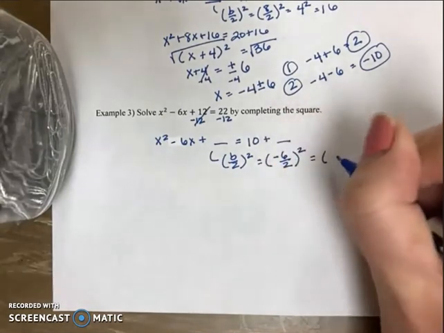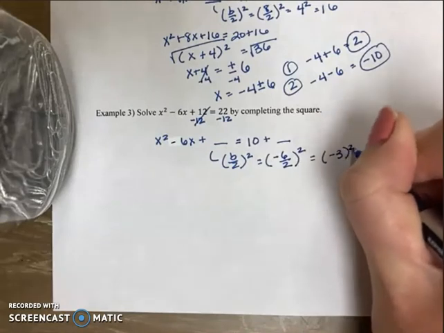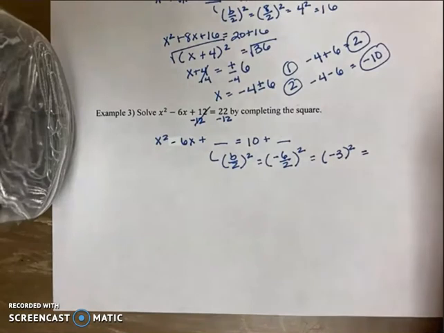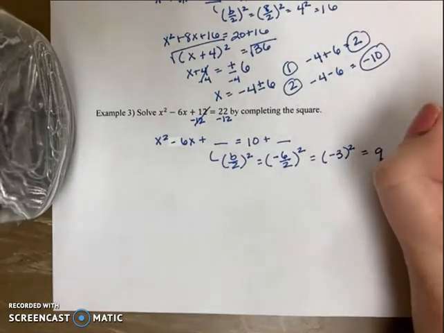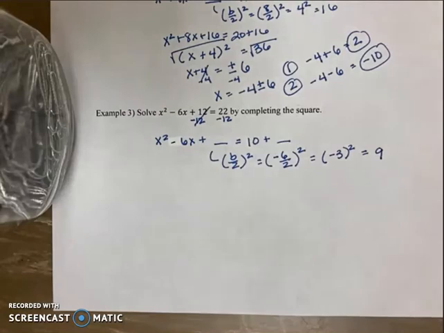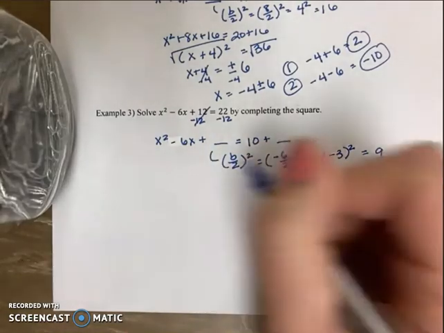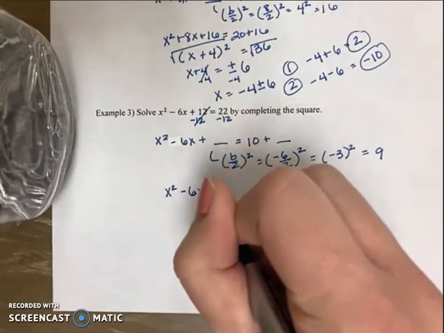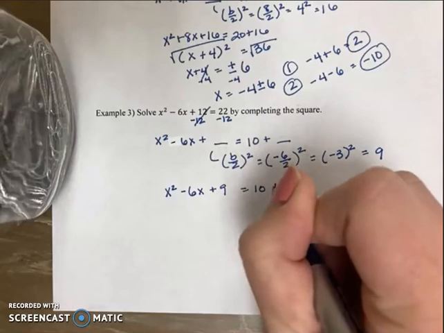Well, negative 6 over 2, that's a negative 3 squared. A negative number squared is a positive number. What I really have is negative 3 times negative 3, and that is a positive 9. Okay, now I'm going to go ahead and plug that in. So I have x squared minus 6x plus 9 equals 10 plus 9.